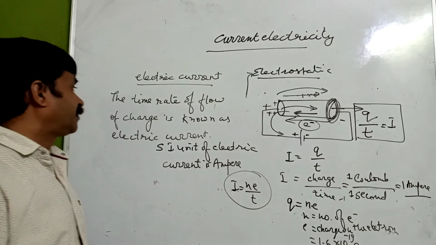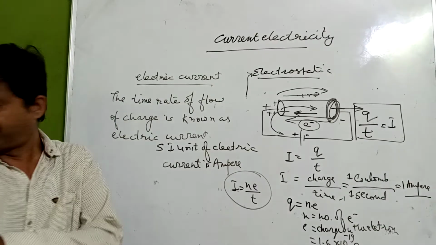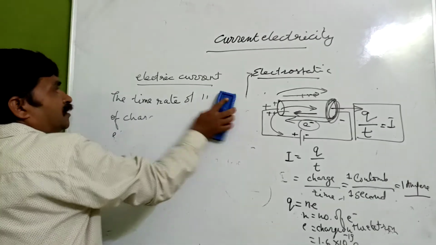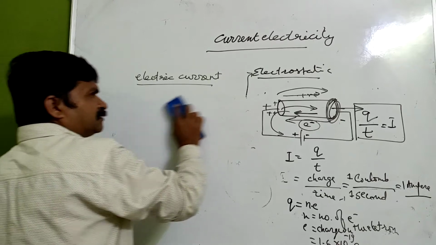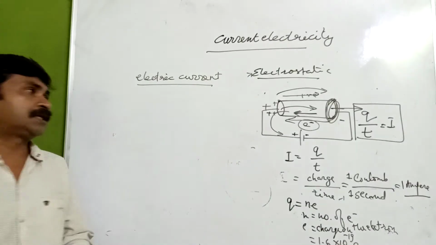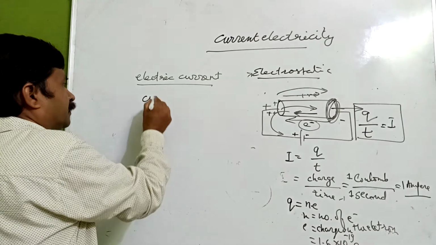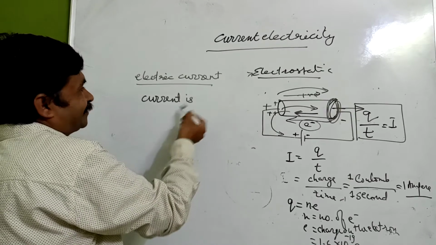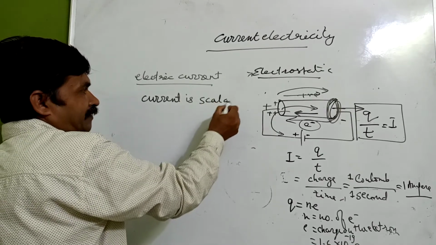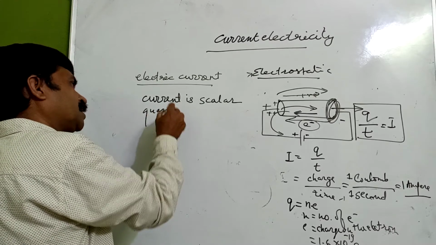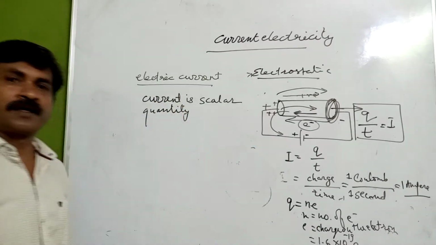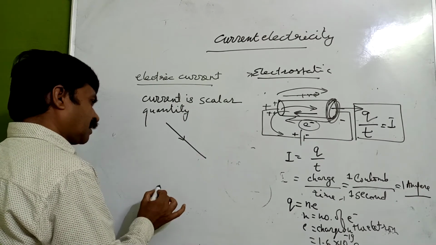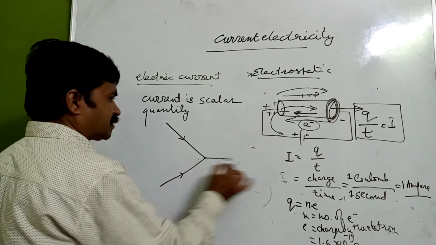So here we have got the electric current, and the SI unit of electric current, that is ampere. Now, current is a scalar quantity. You see that current has magnitude and it has direction, so why is it a scalar quantity? That is an important point to discuss. Now you see, if we take the current flowing like this and here.